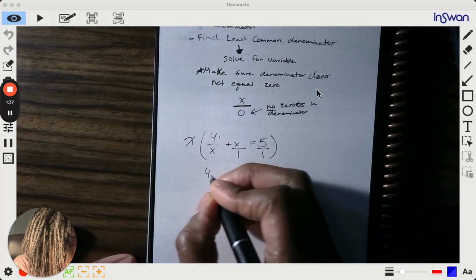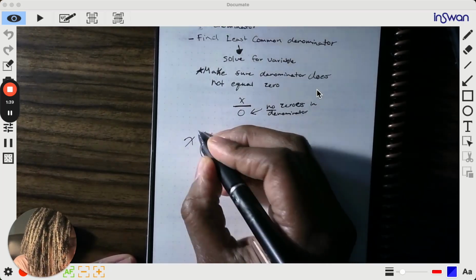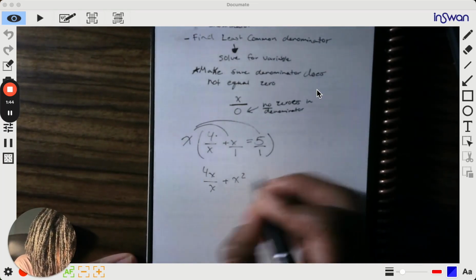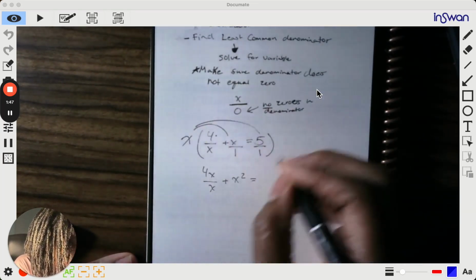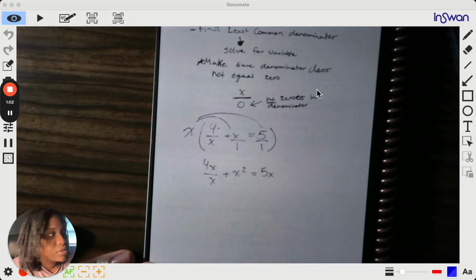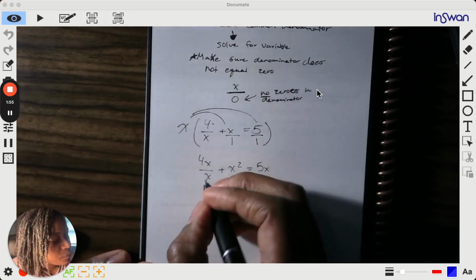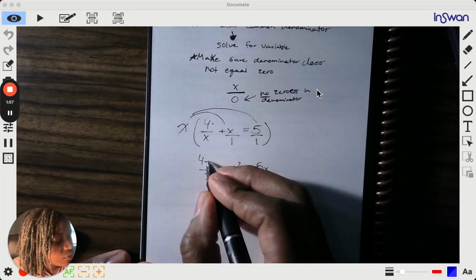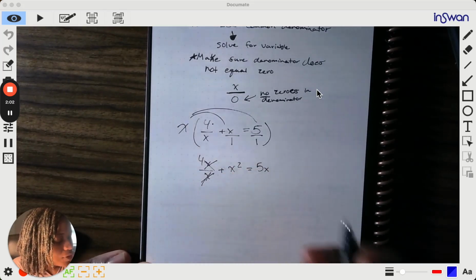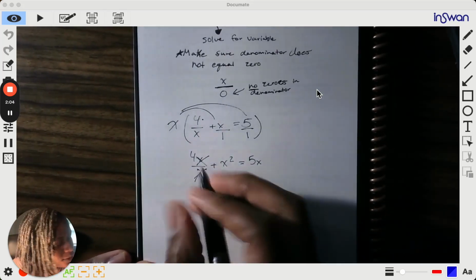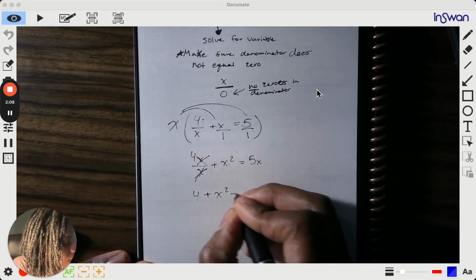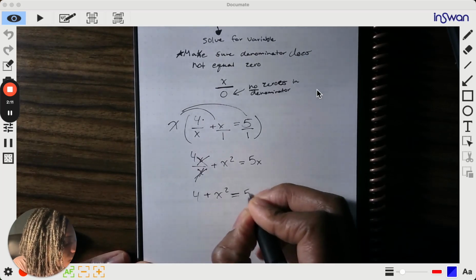So I'm going to do 4x over x. I'm going to distribute this, and then I have x squared equals 5x. Now when I do that, of course, it ends up putting me in a position where I can cancel out my x here and here. Bam, I crossed out my x with the x. All right, so I'll be left with 4 plus x squared equals 5x.